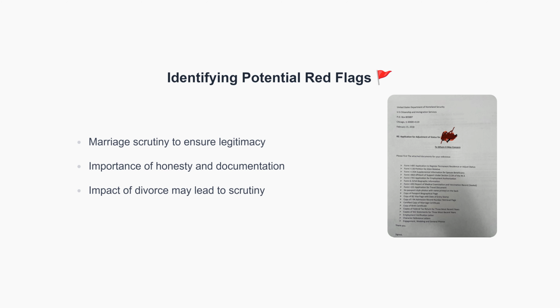Now let's identify some potential red flags. USCIS might scrutinize your divorce closely to ensure that the marriage wasn't solely for immigration purposes. It's critical to be honest and forthcoming, while being prepared with documentation to back up your story. Although a divorce might lead to closer scrutiny, it won't necessarily impact your application if your marriage was originally valid.